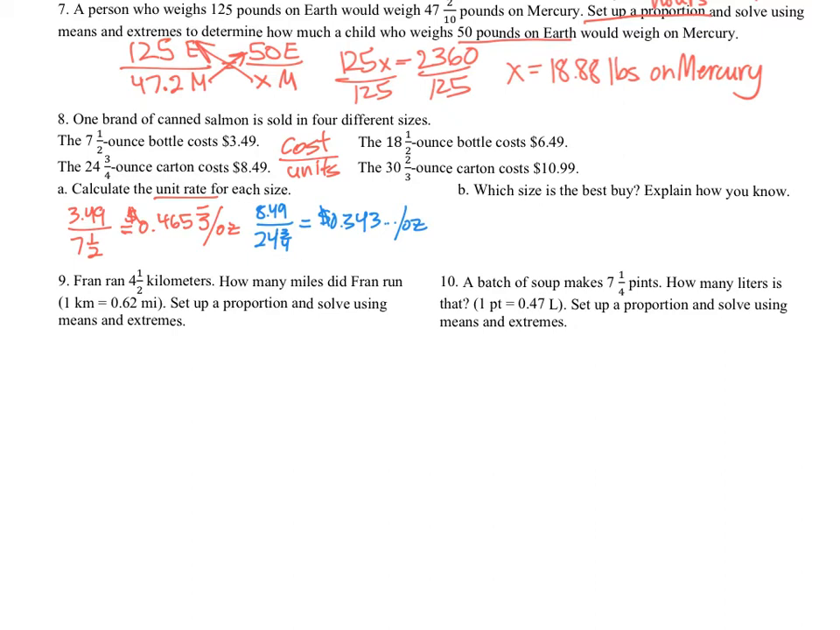Next is the 18.5 ounce bottle for $6.49. So 6.49 divided by 18.5 equals about 35 cents per ounce. And finally, the last one. So 10.99 divided by 30 2/3, which is almost 36 cents.